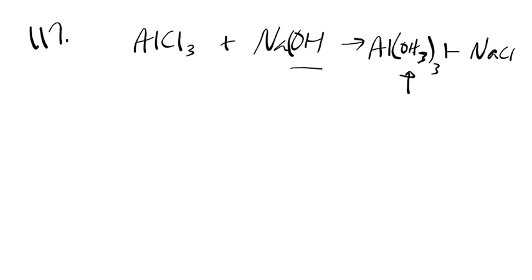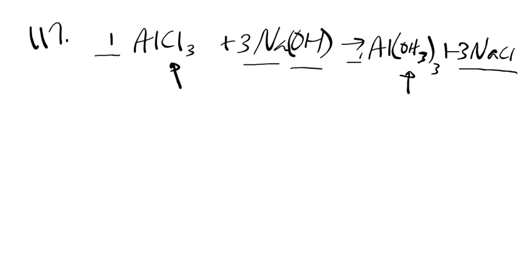3 Nas. I need 3 Nas. That gives me 3 Cls. Already have them. And 1 aluminum. That's it. So, nothing written means it's really a 1. It's 1, 3, 1, 3. Correct answer for 117 is A.